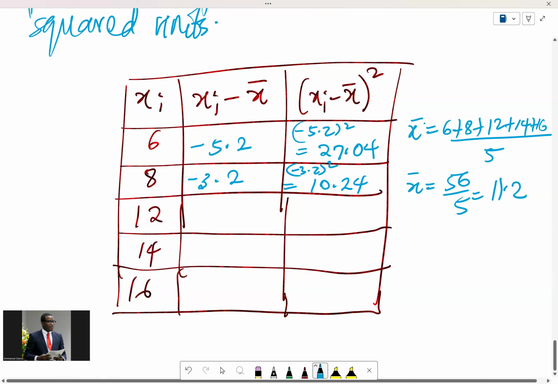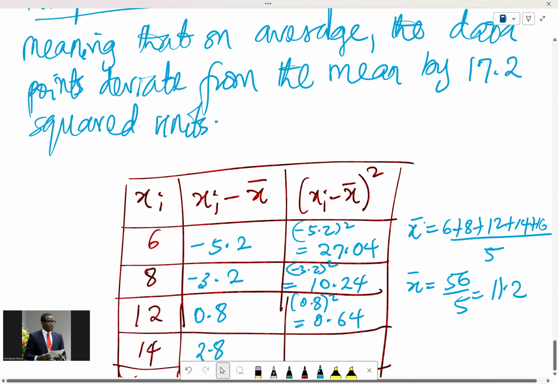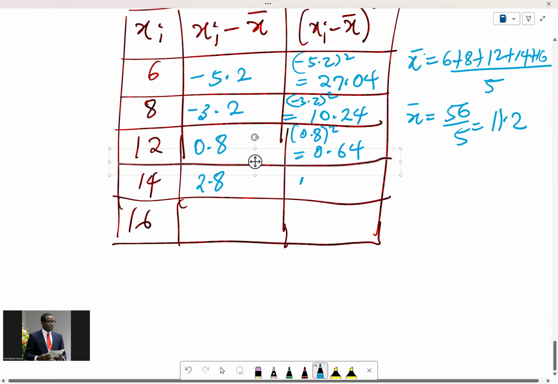Then for the next one, you have 12 minus 11.2. Now, this is bigger. So 12 minus 11.2 is now 0.8. When you square that, 0.8 squared, you have 0.64. And next you have 14 minus 11.2. That's like 14 minus 11 is 3, minus 0.2, that should be 2.8, I believe. 2.8 squared gives you 7.84.